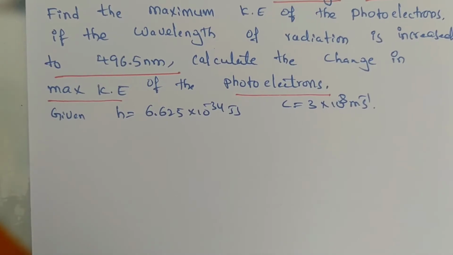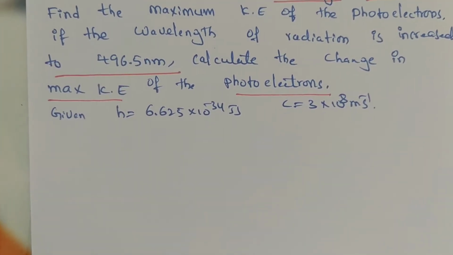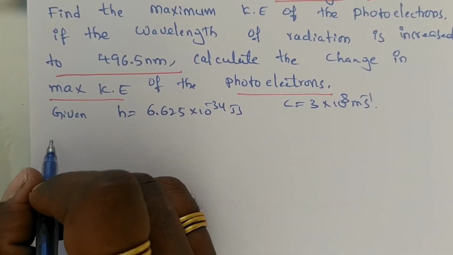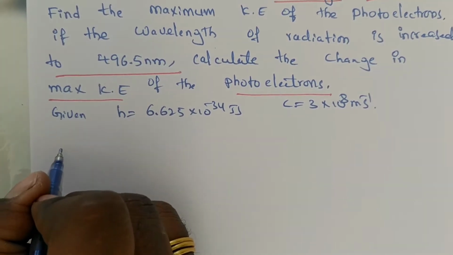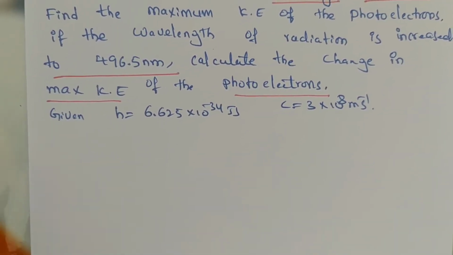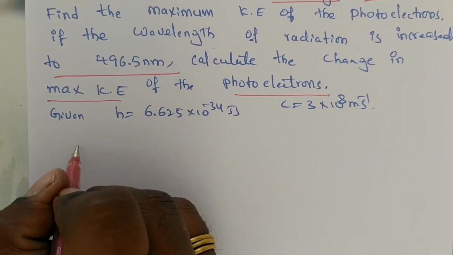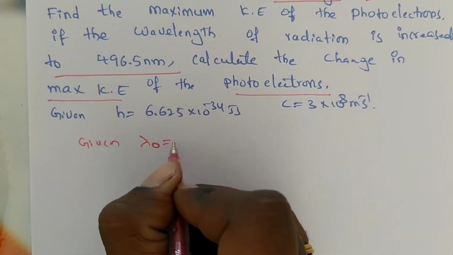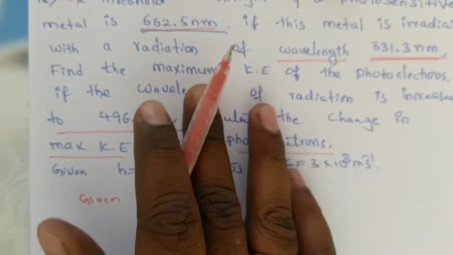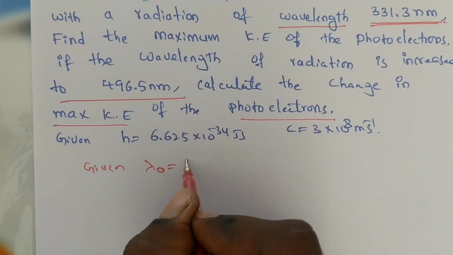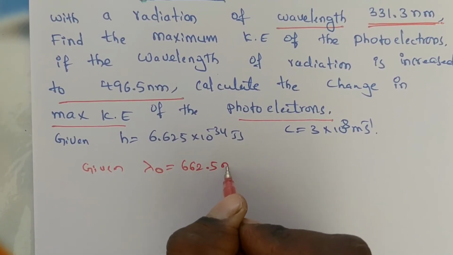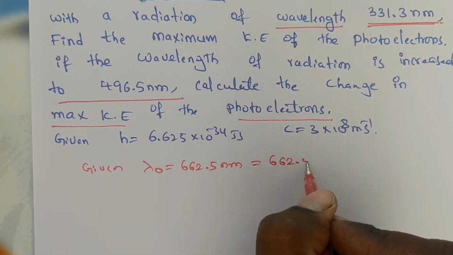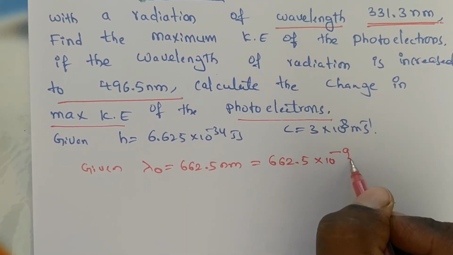Okay, this one is a very lengthy problem. Carefully listen to this one concept. Given values. Okay, what is the given value here? Given lambda naught is equal to how much? 662.5 nanometer. It means 662.5 into 10 to the power of minus 9 meter.